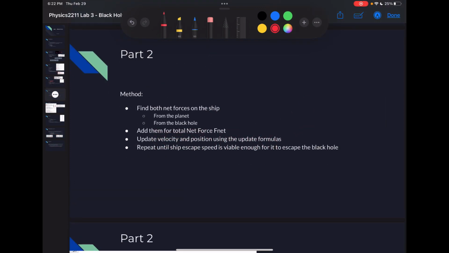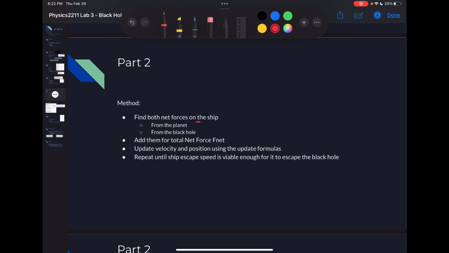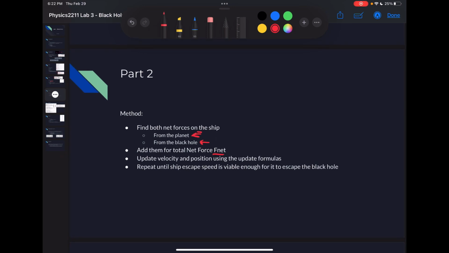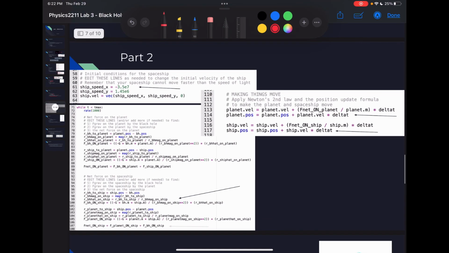So for the part 2 method, I found the net forces on the ship from the planet and from the black hole, and then added them to get the net force. Then I used the position update and velocity update to update the location. I repeated this until the speed was enough for the ship to escape the black hole, or the planet, right?